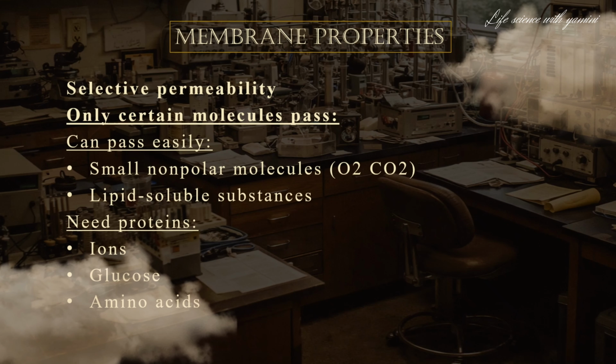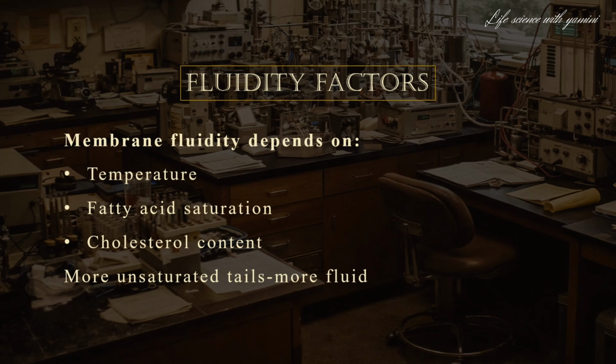Membrane properties. Selective permeability: only certain molecules pass through the cell membrane. Some need proteins. Those which can pass are small non-polar molecules like O2 and CO2, and lipid soluble substances. Ions, glucose, and amino acids need protein molecules to pass through the membrane. Fluidity factors. Membrane fluidity depends upon temperature, fatty acid saturation, and cholesterol content. More unsaturated means more fluid.